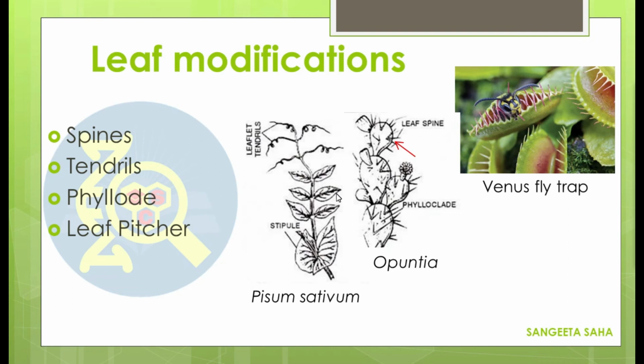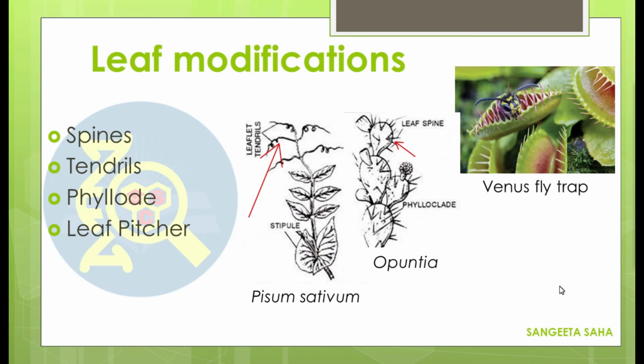Next is tendril. The leaves are modified into slender, wiry and coil-like structures, as you can see in Pisum sativum, that is the pea plant, and this actually supports the climbers to climb. Another leaf modification that you get to see is phyllodes, and this you can see in Acacia, where the petiole of the leaf carries out photosynthesis.